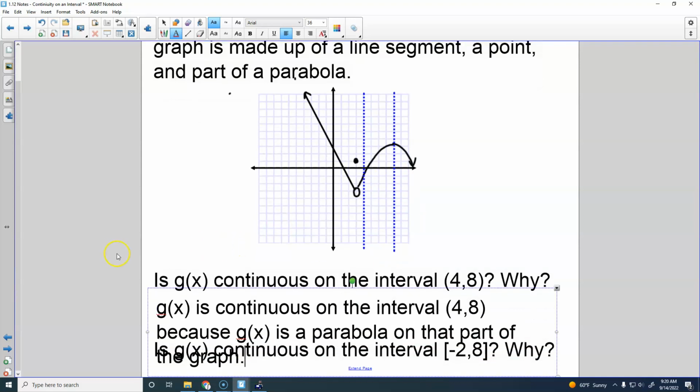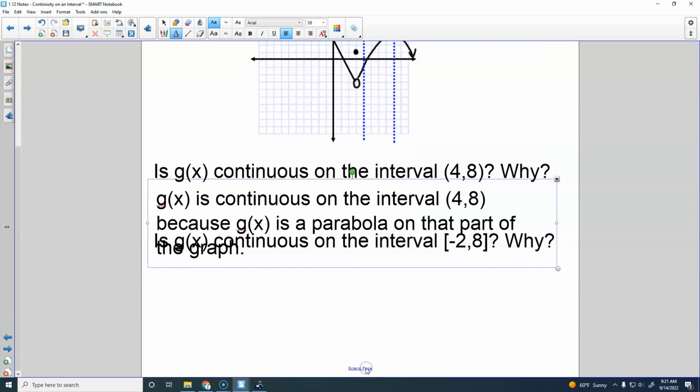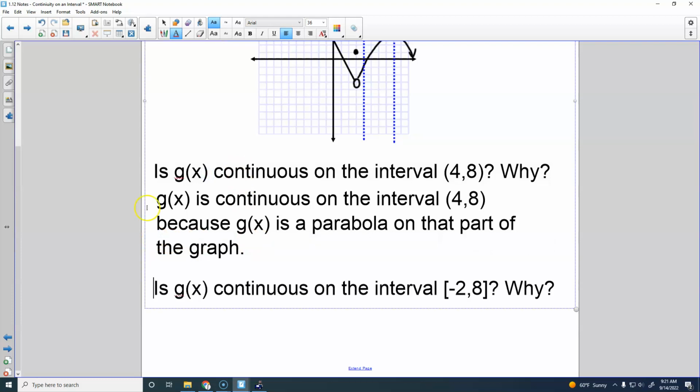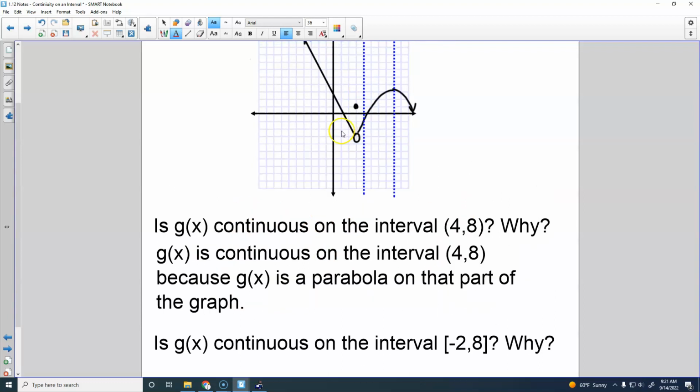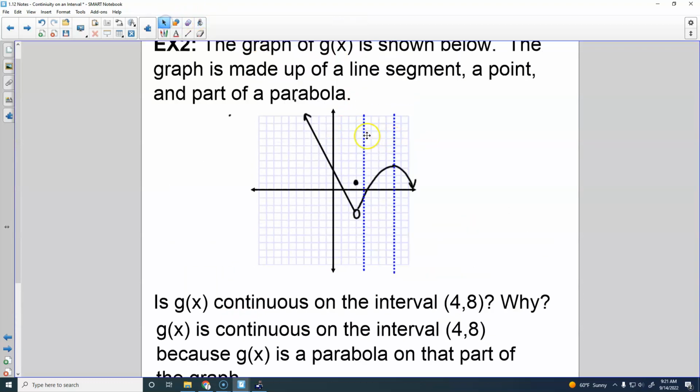So, we are continuous here. Now, same graph, is this continuous from -2 to 8? So if I slide this over here to -2. Is this graph continuous everywhere? No. Okay, so when it is not continuous, this is when I really need my pen to work.